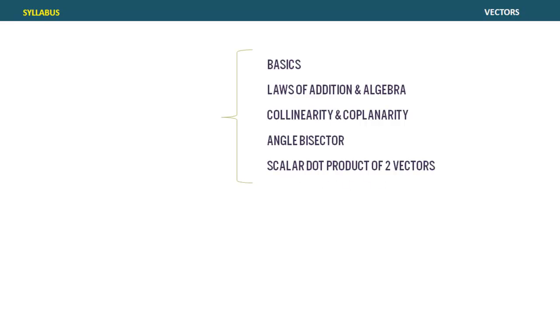And we will be left with three major topics, that is the vector cross product of two vectors, scalar triple product and vector triple product, which we will be doing in lecture 2 tomorrow. Alright, so let's start today's topic.